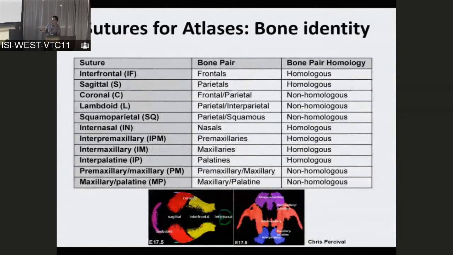You have bone identities that are different. So you have paired bones, paired frontal bones. So some bones are homologous, in which case you may not expect to see differences in expression, and we're not actually going to be looking between homologous bones for differences. But other sutures have non-homologous bones. So in the coronal suture, here you have frontal versus the parietal bone, etc.